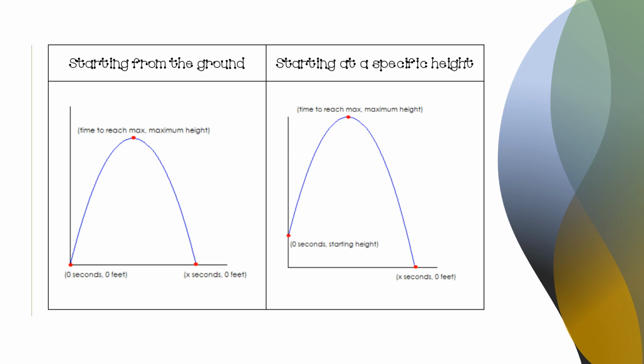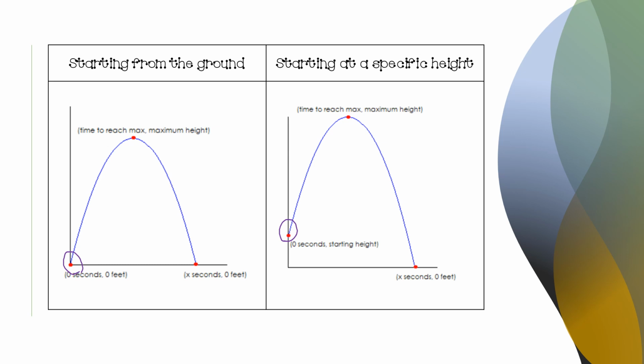So we have two different scenarios that it could occur. One, it starts from the ground, which would be this image on the left. That would be if you're kicking a football or a soccer ball starting from the ground, it goes up into the sky and then it hits the ground again. Starting at a specific height would be if I kicked a soccer ball off of the roof of the school, then now your y-intercept is going to be your initial height. The initial height in any of these problems is always going to be wherever your y-intercept is.